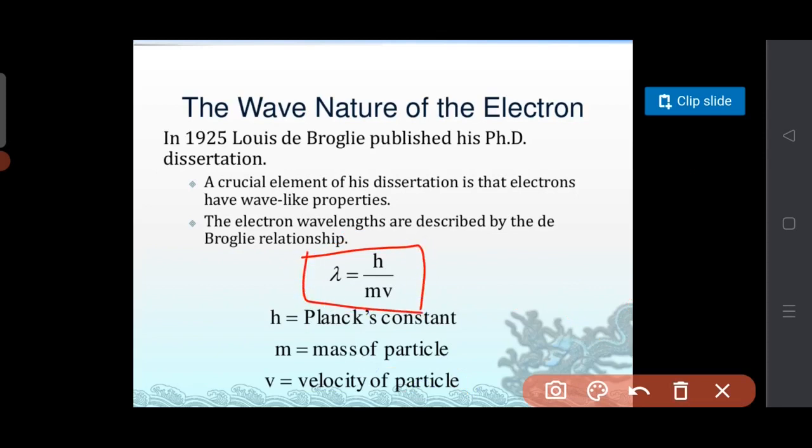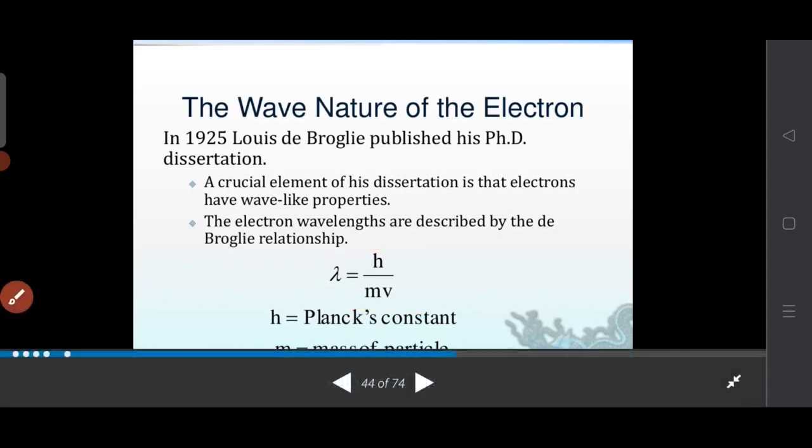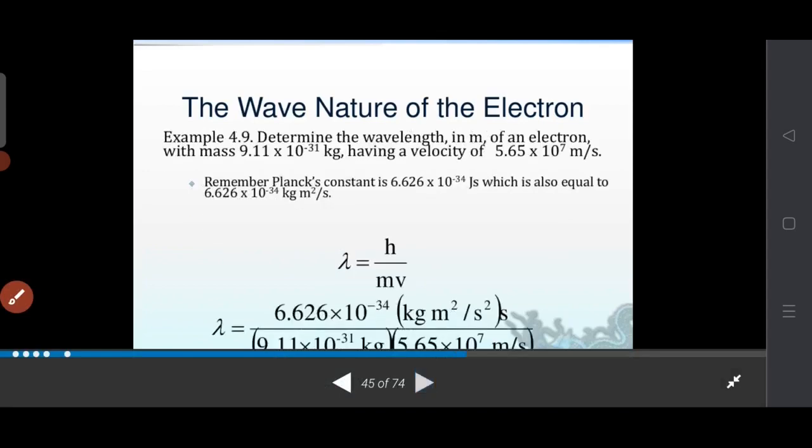This is the formula for the wave nature of the electron, and for the particle nature of the electron we get the formula E equals h nu, or hc by lambda. I think all of you can understand. After that we will see quantum numbers.